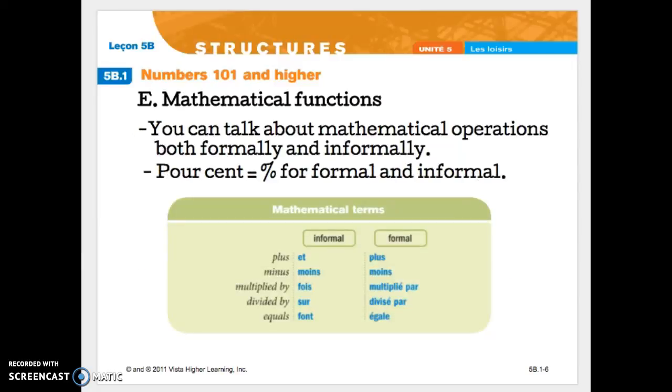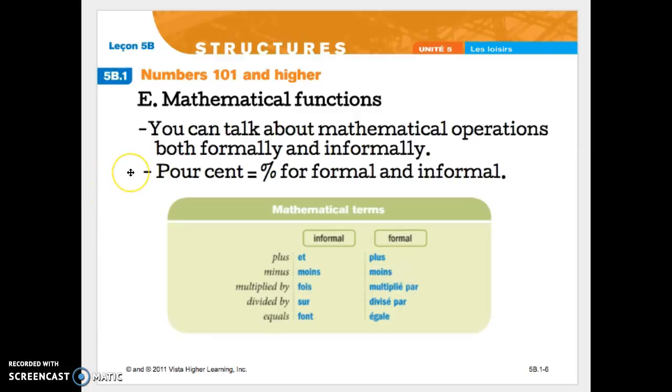Mathematical functions in French can be formal and informal, just like a lot of other grammar that you've learned. The charts show you the informal terms for addition, subtraction, multiplication, and division, and also the more formal version. Generally, people pick which form they want to use, and then they stay with it consistently. There's nothing that says you have to use an informal in a certain situation or a formal in a certain situation. It's just your choice, and then you would always say it that way. So pick your column and go with it.